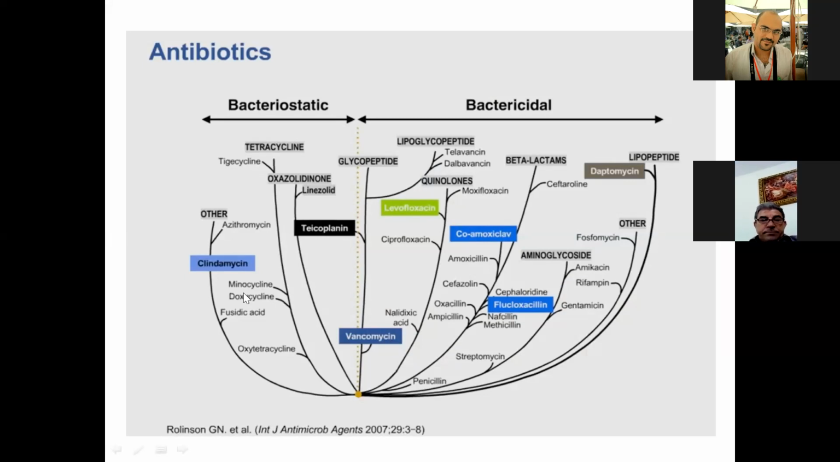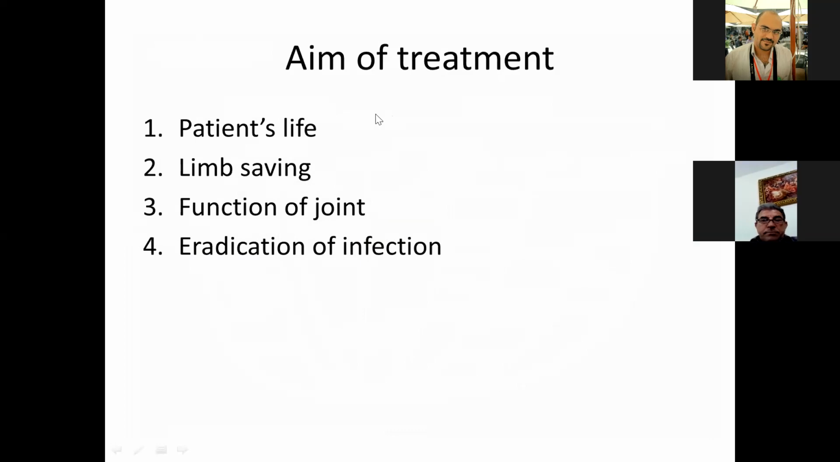When we have an infection, we have to keep four aims in mind. First of all, the patient's life. Second, limb-saving procedures. Function of the joint must be restored, and eradication of infection.